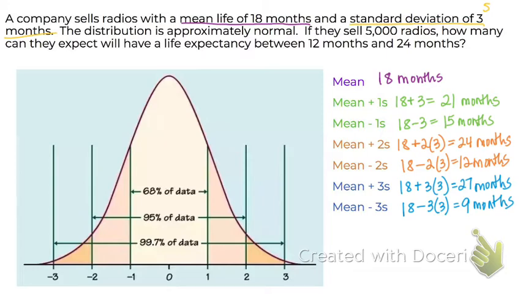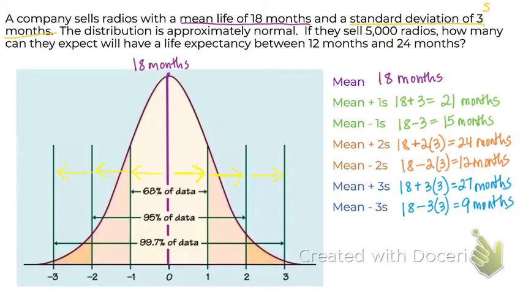The mean represents the middle of this curve and the highest point. Now each of these little sections represents 1 standard deviation. So this is 3 months, 3 months, 3 months, and so on on each side. So we are moving 1 standard deviation at a time away from the mean.